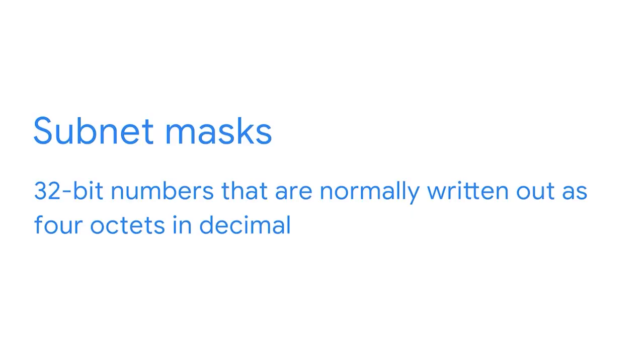Subnet IDs are calculated via what's known as a subnet mask. Just like an IP address, subnet masks are 32-bit numbers that are normally written out as 4 octets in decimal. The easiest way to understand how subnet masks work is to compare one to an IP address. Subnet masks are often glossed over as magic numbers. People just memorize some of the common ones without fully understanding what's going on behind the scenes.